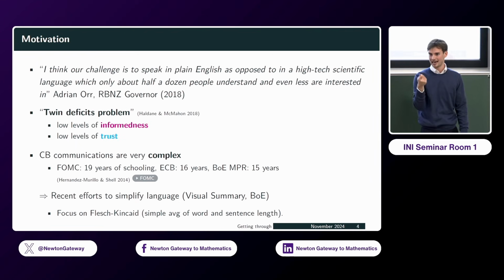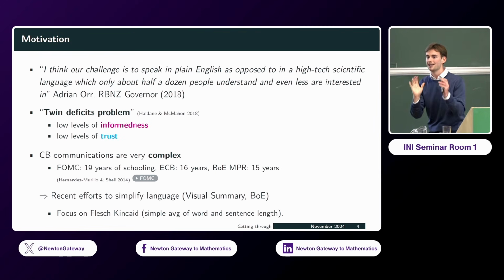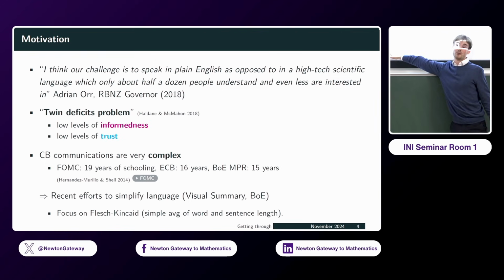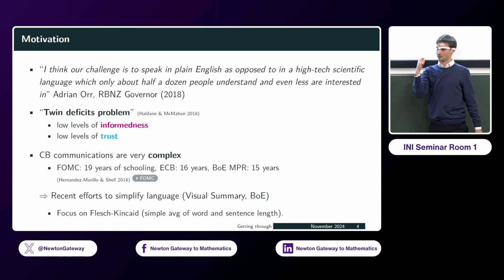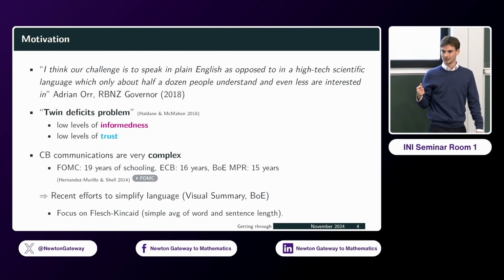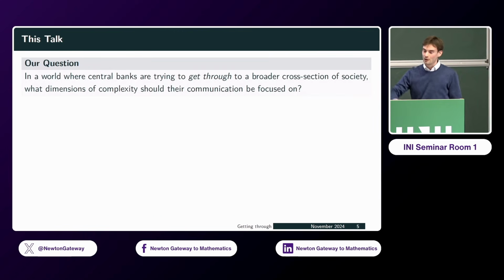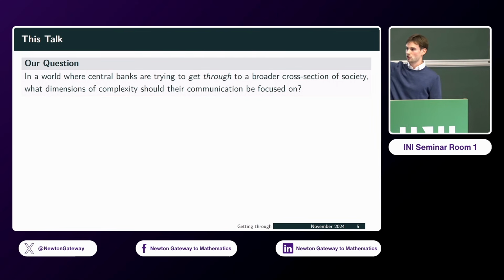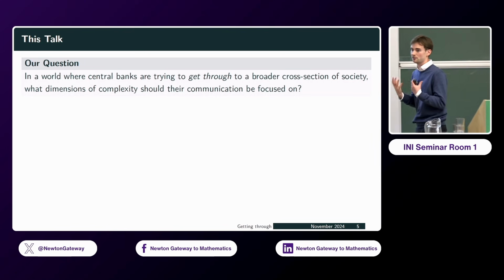What is complexity, and how can you provide a quantitative measure for it in order to understand which dimensions of complexity matter most? But very simply, the most common measure to date is just a simple average word and sentence length. This tells you nothing about the actual content of the information that is being communicated. And this is where we try to come in. So our broad question is the following. In a world in which central banks are trying to get through to a broader cross-section of society, the general public, which dimensions of complexity should we focus on?